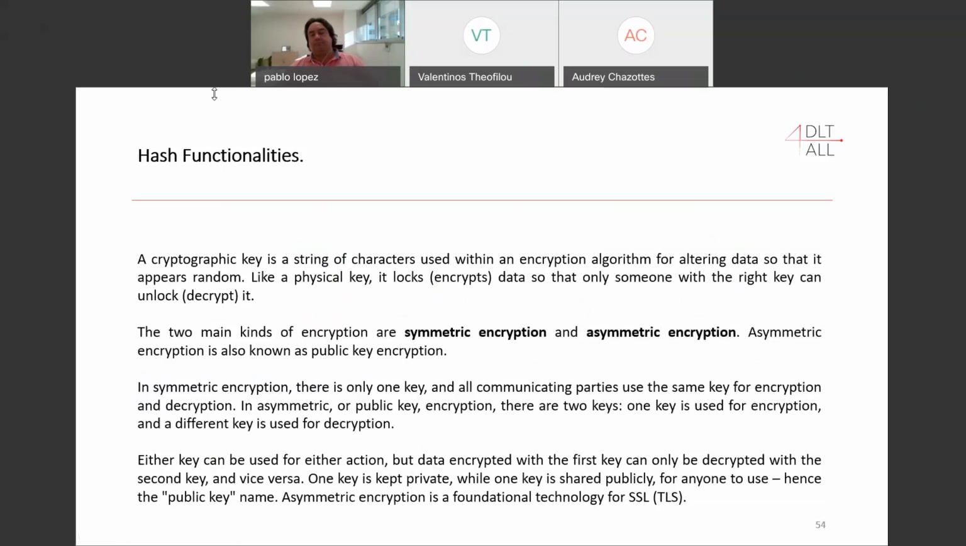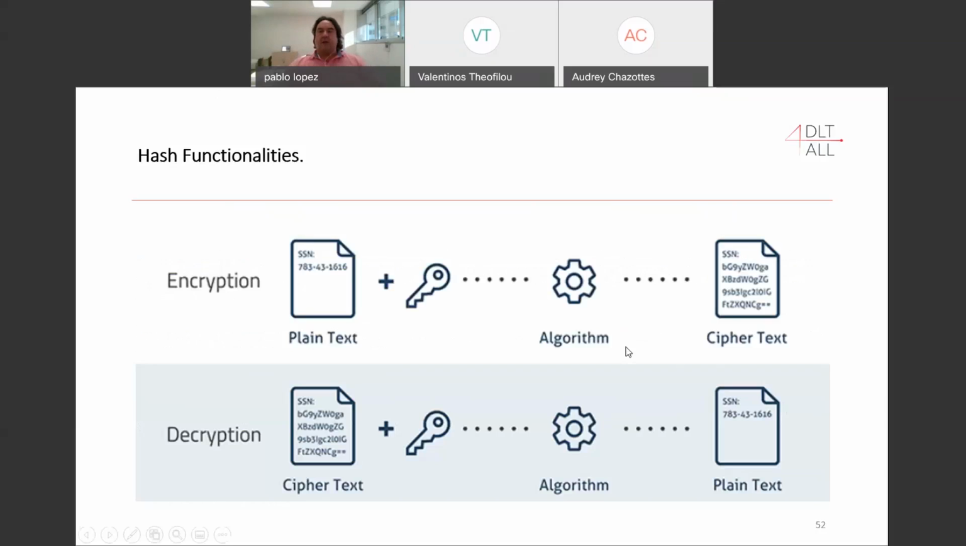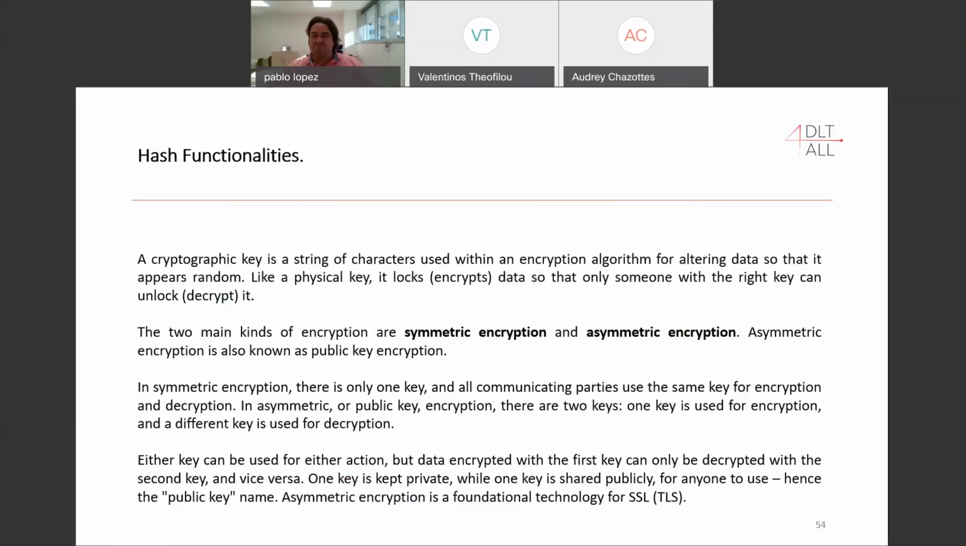A cryptographic key, as we saw before in a small definition, is a string of characters used within an encryption algorithm for altering data until it appears random. That is, we can have access to one of these ciphertexts, but for us it will be only data without sense. There are two main kinds of encryption that we use, symmetric and asymmetric.